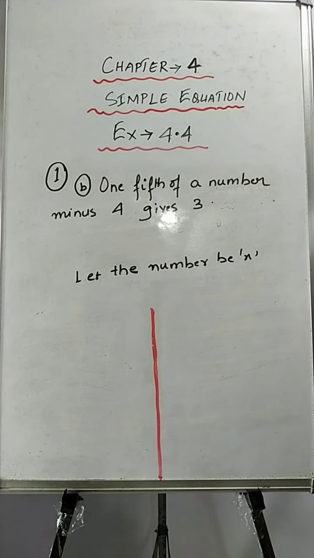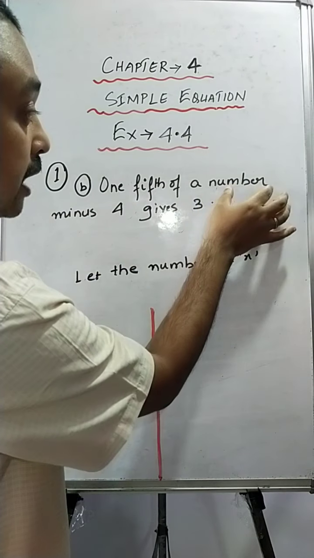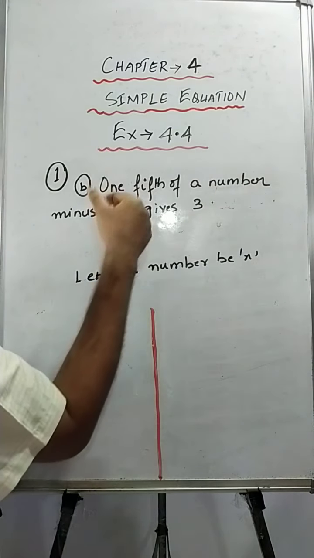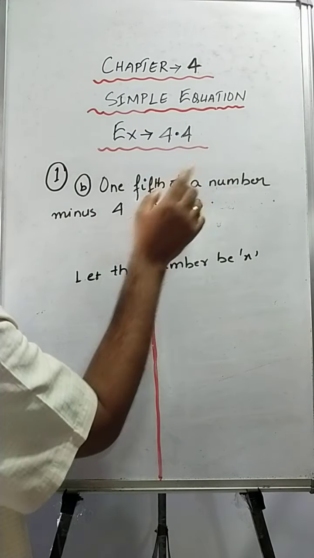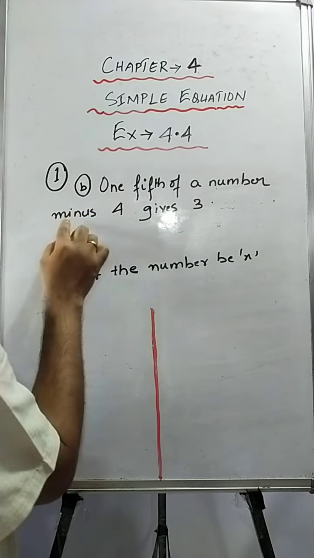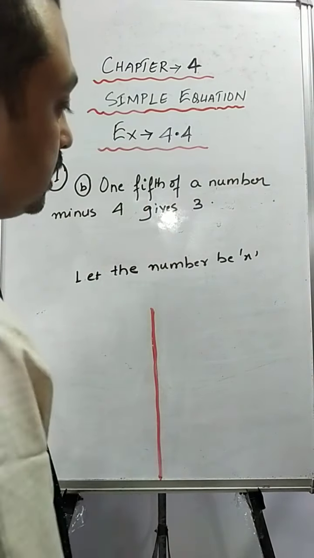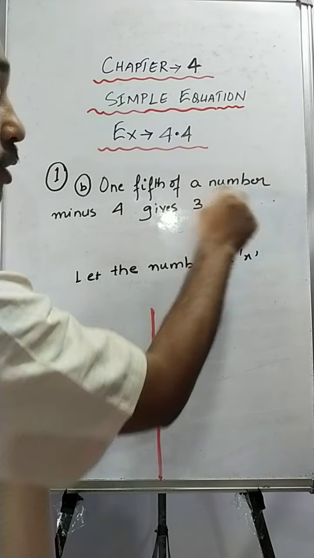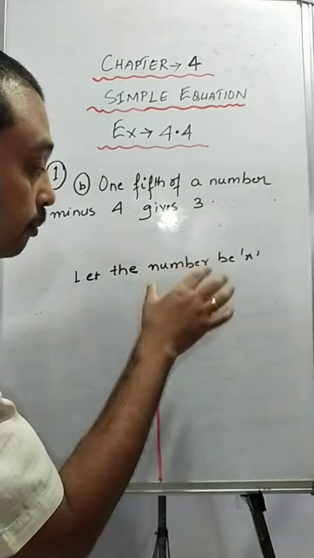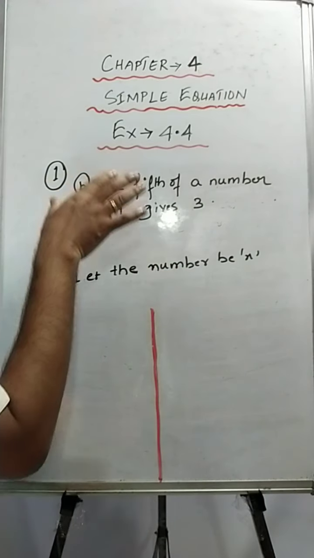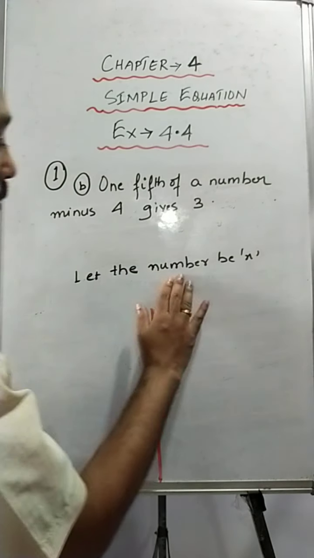In sum number B, we have 1/5 of a number. Again we have to find this number. If from 1/5 of a number, I repeat, from 1/5 of a number, you subtract 4, then you will get the answer 3. This is what the statement is saying. Because we do not know the number, what do we have to do? Let the number be x. This is the most common thing that you have to do with all the sums of question number 1 of exercise 4.4. So let the number be x.